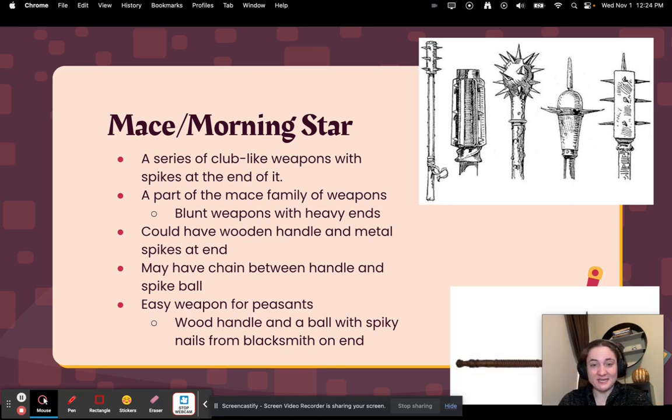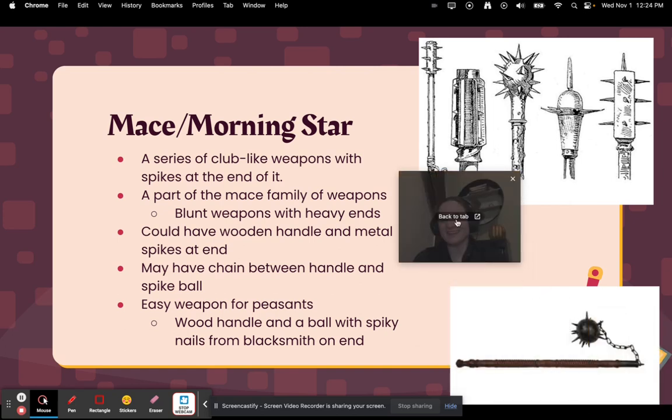It also may have a chain between the handle and the spike ball. I don't have a picture of that one here. Oh, wait, do I? Yes, there it is. I was hiding it. I knew it. So one of those things.